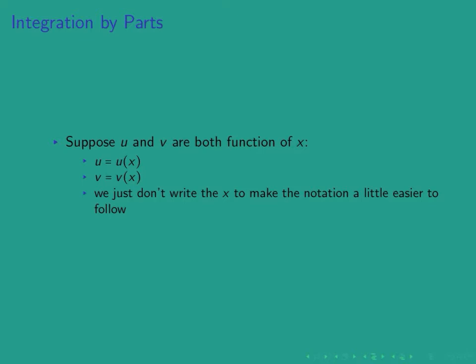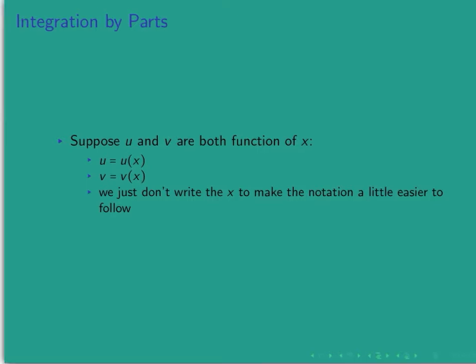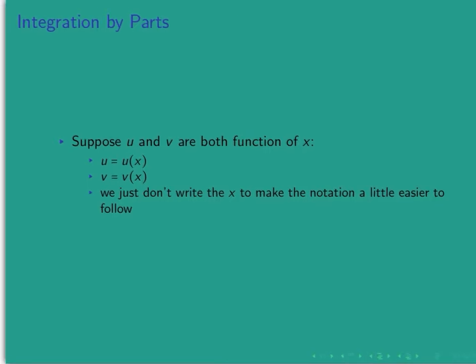So we'll need two functions, since essentially we're going to multiply them together and take the derivative of the product of two functions. So the two functions that we'll consider, we'll call them u and v, and both of these are functions of x. So it's important to remember that u is a function of x and v is a function of x. But in order to make the notation a little bit less messy, we'll just write u and v. But keep in mind that both of those are in fact functions of x.